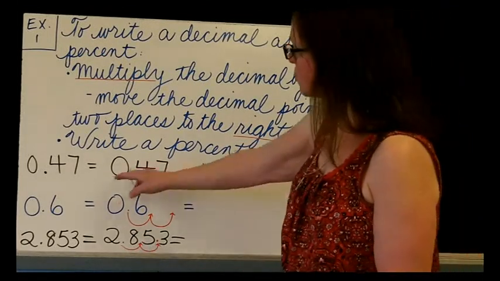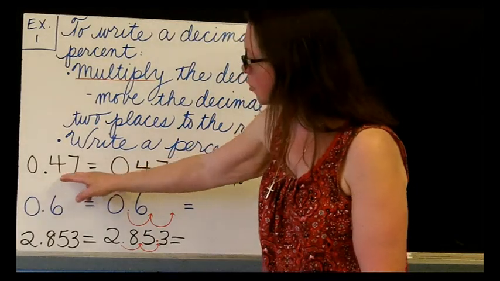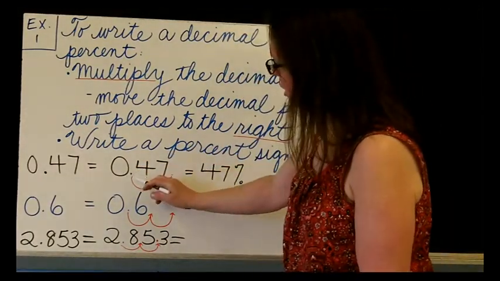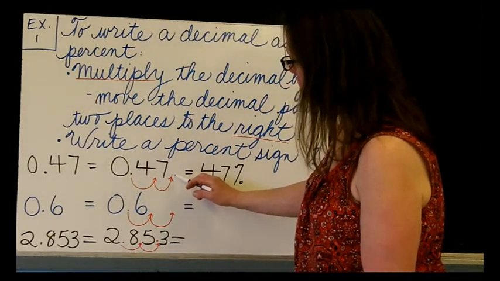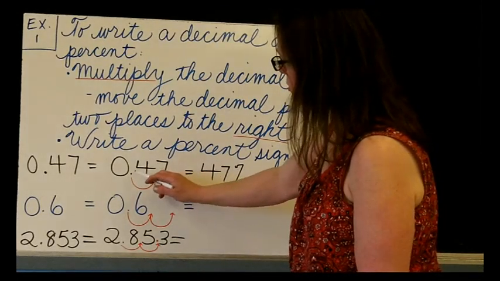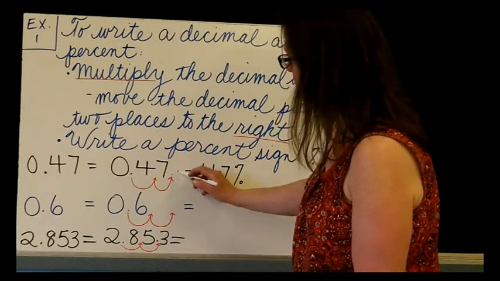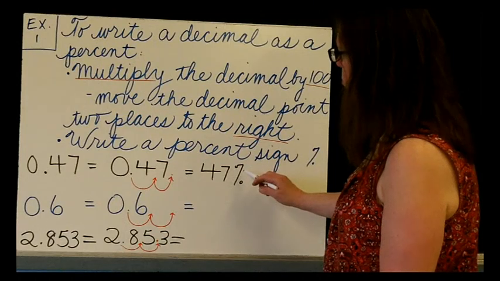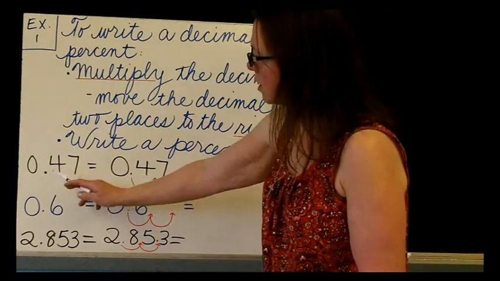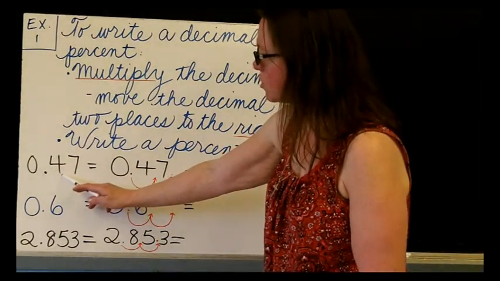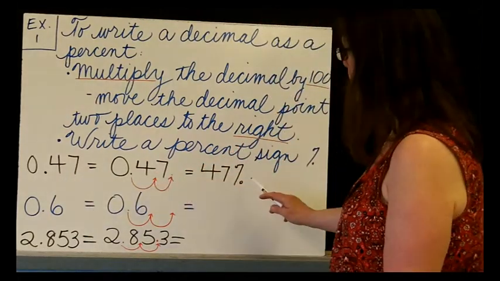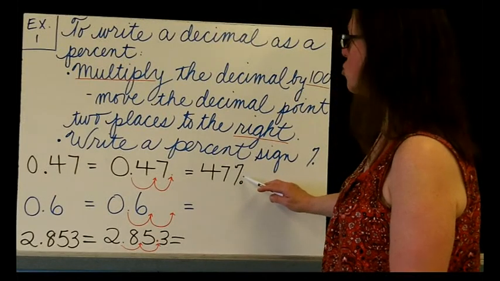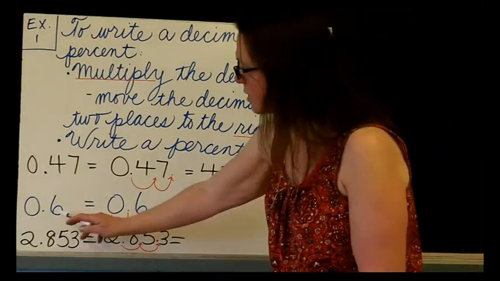So let's take a look at this first one. We have 0.47. When we move the decimal place 2 places to the right, we end up moving the decimal place from before the 4 to after the 7, which gives us the whole number 47 with the percent sign. We know that the decimal 0.47, which is 47 hundredths, means the same as 47%, 47 parts of 100.